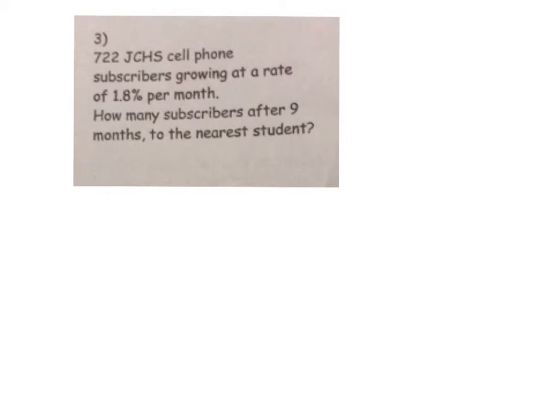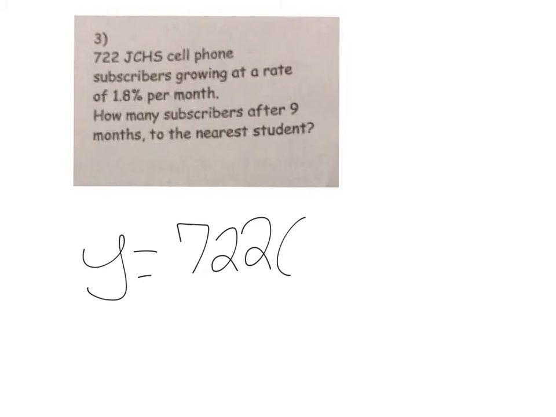Next one. 722 JCHS cell phone subscribers, growing at a rate of 1.8% per month. How many subscribers after 9 months to the nearest student? So we start off with an initial value of 722. It's growing, so 1 plus. Be very careful with the 1.8%.